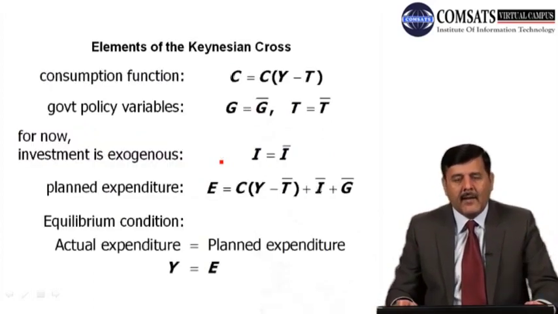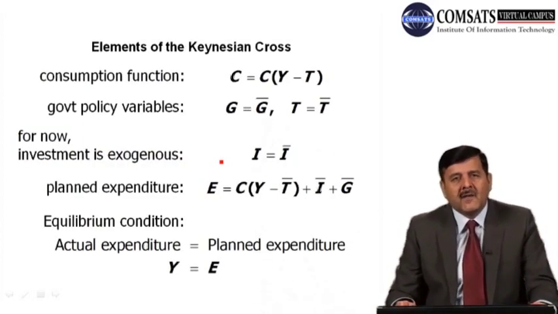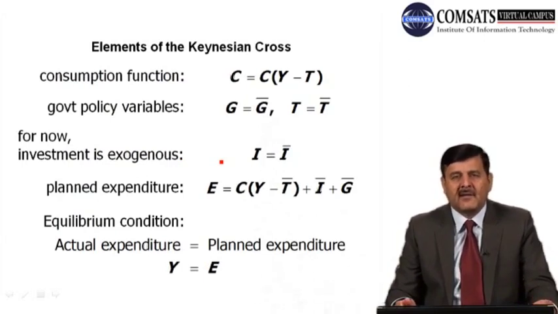The elements which we are going to use in this Keynesian cross are, first, the consumption function. As we know, consumption is a function of income, and here particularly consumption is a function of disposable income. Now C is a function of Y minus T. Y is the level of income minus taxes, personal income minus taxes, so then it becomes disposable income.